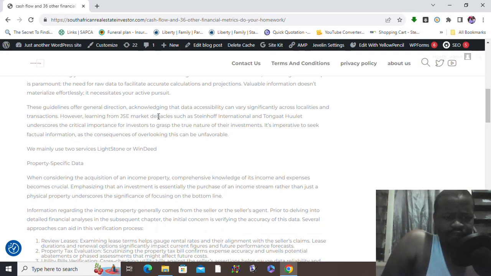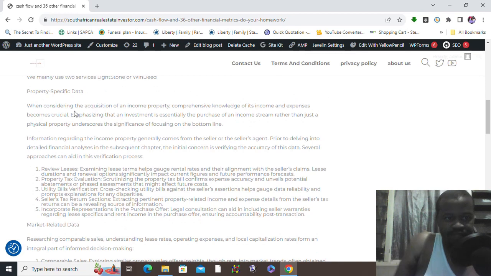However, learning from the JSE market debacles such as Steinhoff International and Tongaat Hulett underscores the critical importance for investors to grasp the true nature of their investments. It's imperative to seek factual information, as the consequences of overlooking this can be unfavorable. We mainly use two services. Either you can use Lightstone or you can use Windeed.